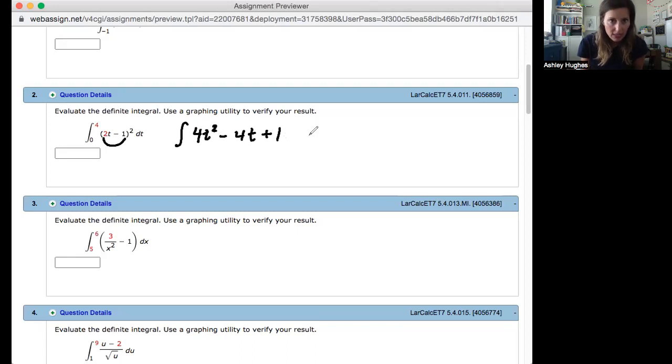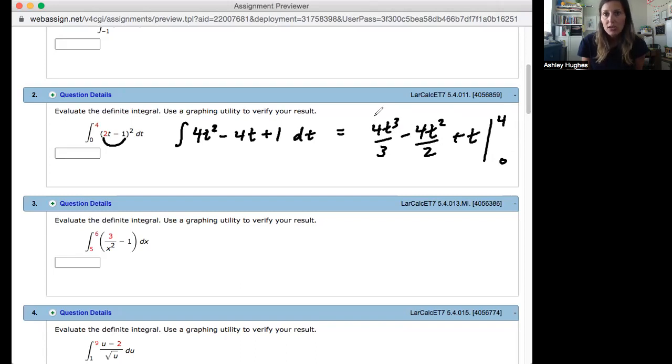Now we're going to integrate this. That means add 1 and divide by it. So that's going to be 4t cubed over 3 minus 4t squared over 2 plus t. Normally we'd do the plus c if it was an indefinite integral, but it's not. We have these bounds, so I took away the integral symbol and put this bar here to help me remember what my b and a are.